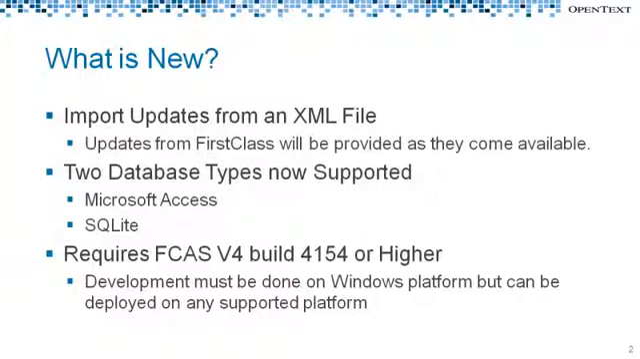The guide now supports both a Microsoft Access as well as a SQLite data source, and the application must specify the data source as a startup string. The import functionality of this version of the language guide requires FCAS build 4154 or higher.